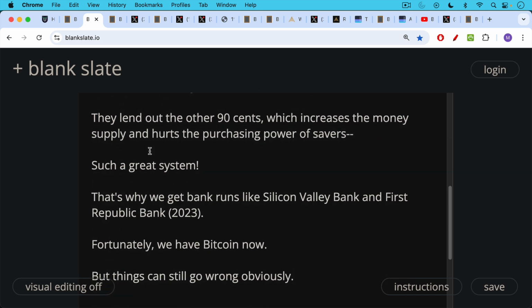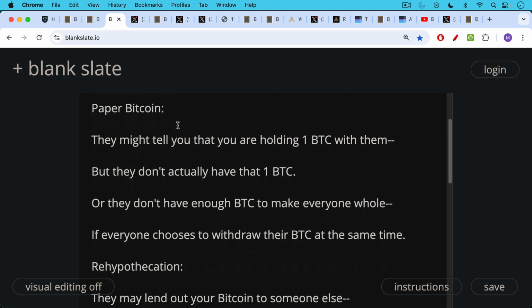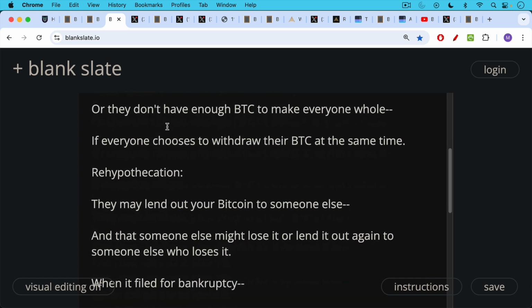That's why we get bank runs like Silicon Valley Bank and First Republic Bank, which we had bank runs for in 2023. Fortunately, we have Bitcoin now, but things can still obviously go wrong. Now, what can go wrong if you allow someone else to hold your Bitcoin for you? You might end up with paper Bitcoin in the system where they tell you that they're holding, for example, one Bitcoin for you, but they don't actually have that one Bitcoin, or they don't have enough Bitcoin to make everyone whole if everyone chooses to withdraw their Bitcoin at the same time.